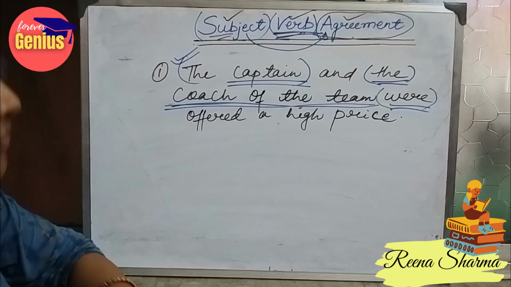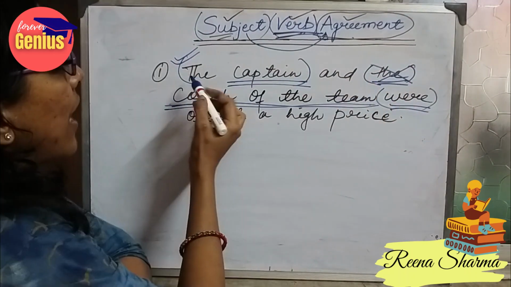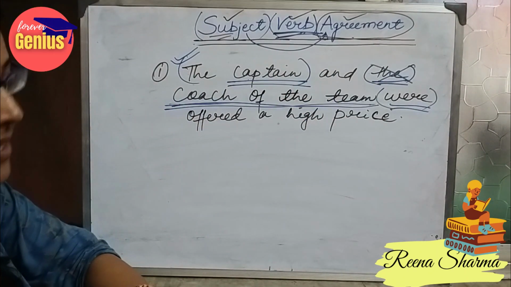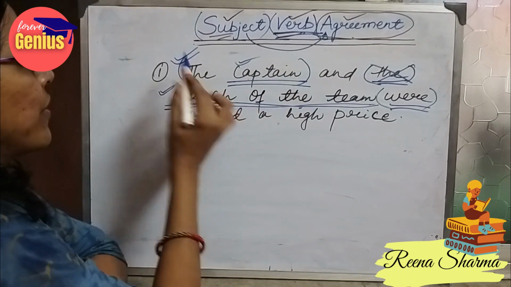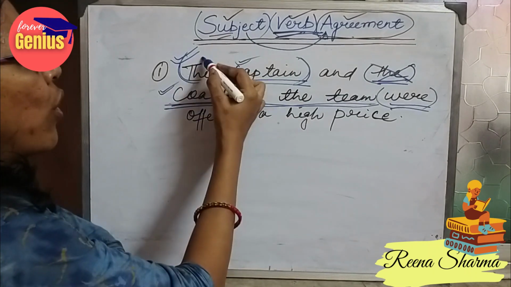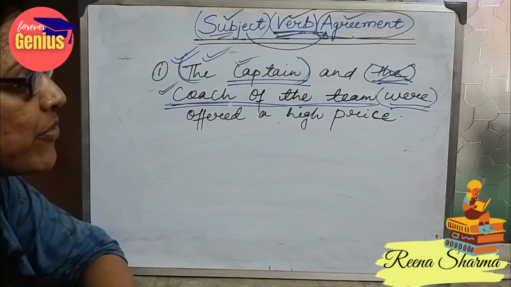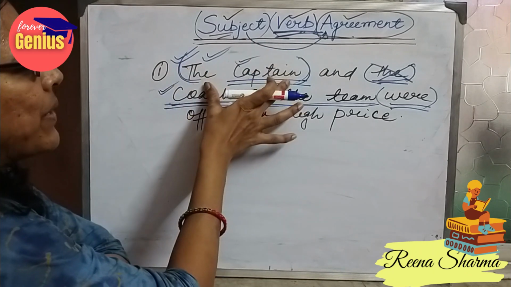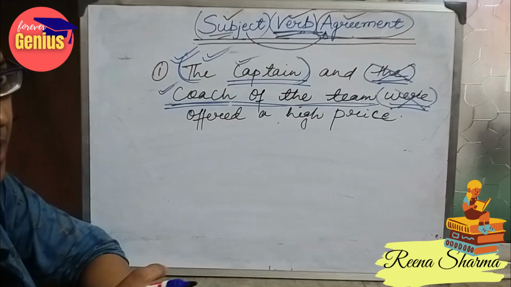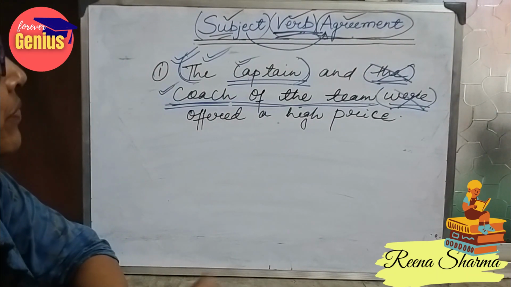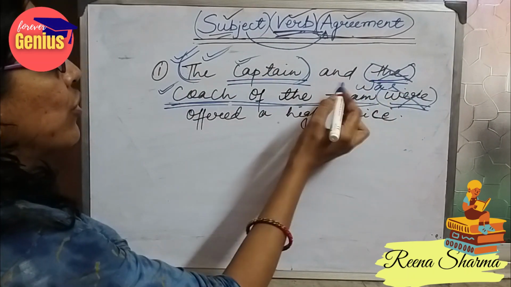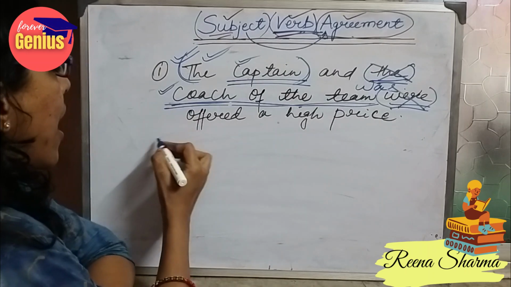But what if I remove the from here? Now the sentence becomes the captain and coach of the team. In this case, the captain and the coach of the team is the same person. So whenever we place the verb, we will always look for the first part of the subject. That is important. So the captain and coach of the team. We will not use the word were now, because were is used for plural form. We will now use the word was. The captain and coach of the team was offered a high price.